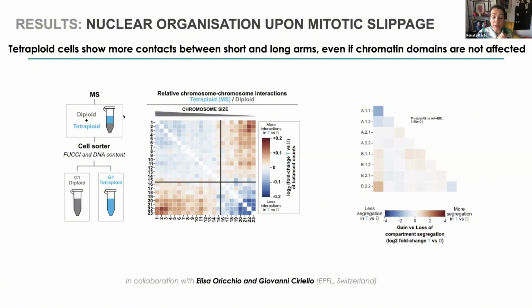And with the help of Elisa Riccio and Giovanni Cirello, we looked at chromosome organization. And we were surprised, although it makes sense in light of previous data obtained by Elisa's lab, where we can find more contacts between short and long arms, but we did not find huge differences in the way the chromatin domains are set up between tetraploid and diploid cells. I'm not sure I actually said that, but we are looking at nuclear organization just after cells undergo mitotic slippage, so in the first G1.